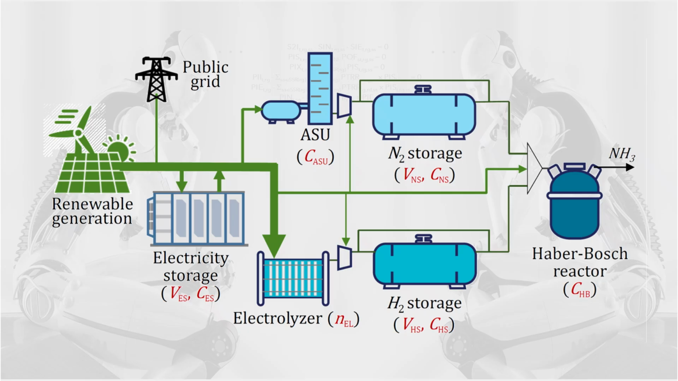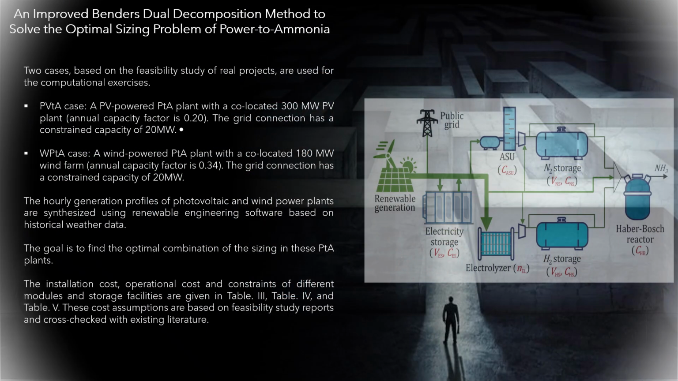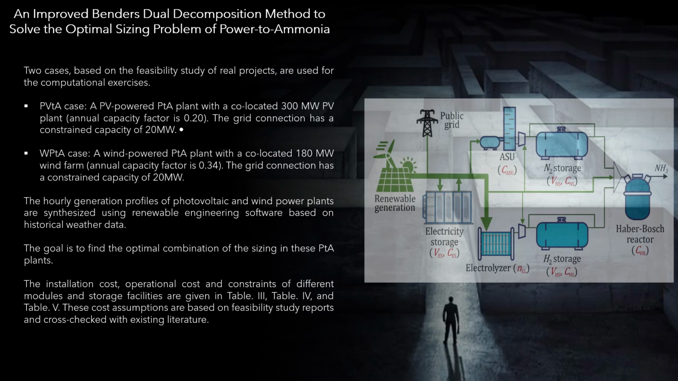During the engineering stage, the focus is on determining the sizing variables, while the optimization of the second stage estimates the expected operating costs associated with different capacity combinations. Two cases, based on the feasibility study of real projects, are used for the computational exercises. FTA case, a PV-powered TA plant with a co-located 300 MW PV plant, annual capacity factor is 0.20. The grid connection has a constrained capacity of 20 MW.